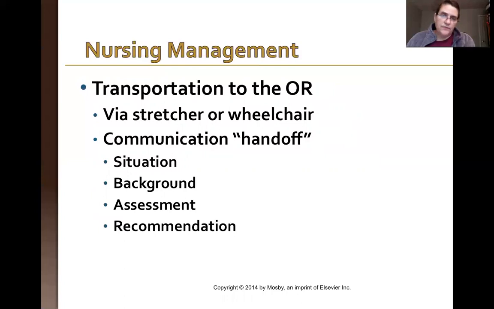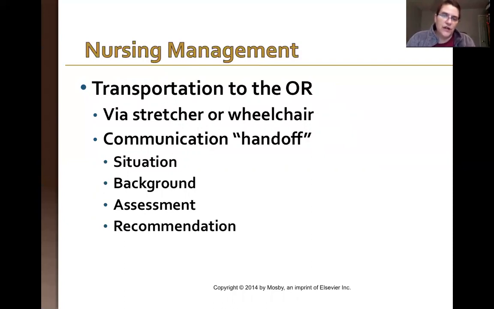Okay, transporting to the OR. This was a little interesting. It's been a very long time since I've seen anybody transported in a wheelchair. We like the stretcher. The stretcher is good. If we're transporting children, we can always use the big red wagon sometimes. It makes kids feel really cool to be pulled through the hall in the wagon.